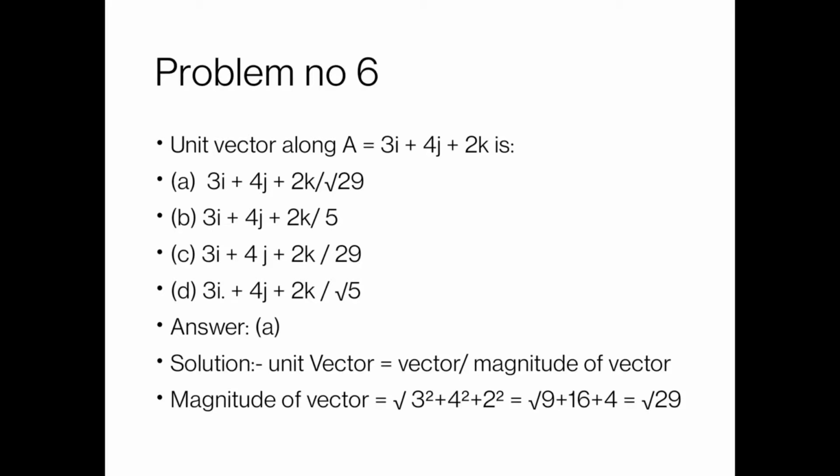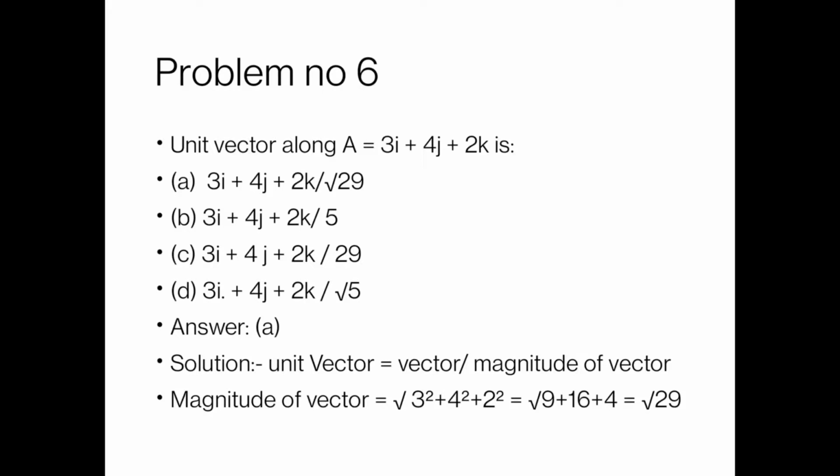The unit vector along A, where A is equal to 3i plus 4j plus 2k, is, as we know from the definition, the vector upon the magnitude of the vector. So first we have to calculate the magnitude of the vector. Magnitude is equal to root of 3 square plus 4 square plus 2 square, which gives us root of 9 plus 16 plus 4, which is equal to root of 29. So the correct answer is A.